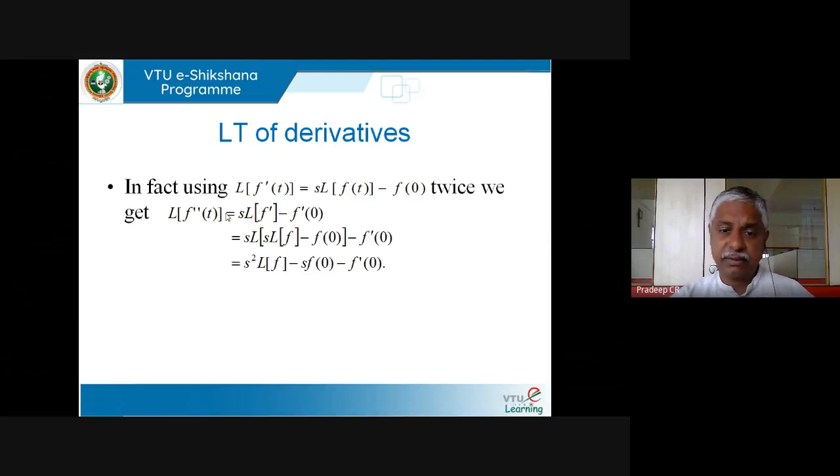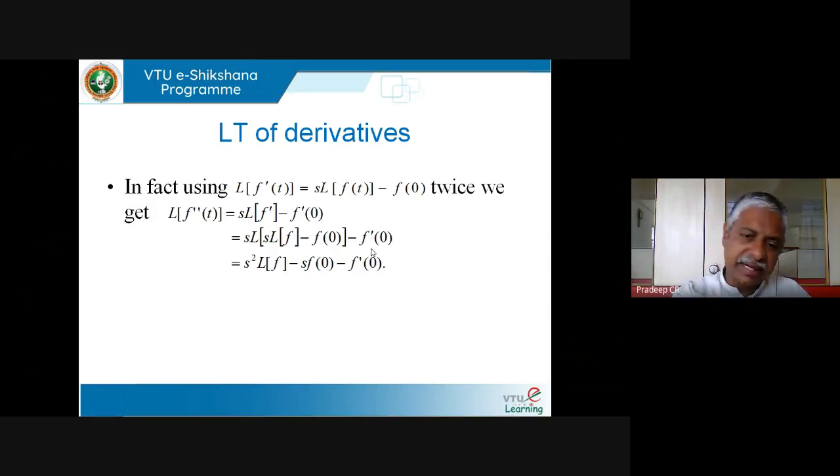Nothing special about second derivative. I can also find the third derivative. If you just use this once more, I'm sure you'll get s cube L of f minus s square times f0 minus s f dash 0 minus f double dash 0. You can keep defining it inductively or recursively, whatever you want to call it. So inductively, I think you can find Laplace of derivative of any order of the function. If I know Laplace of the function, I'll know Laplace of derivative of any order.